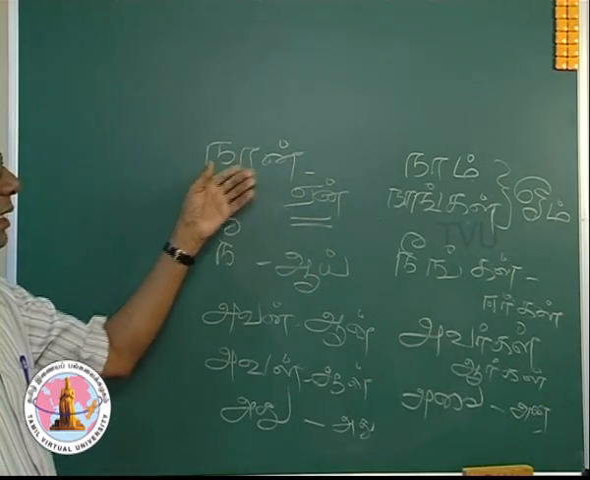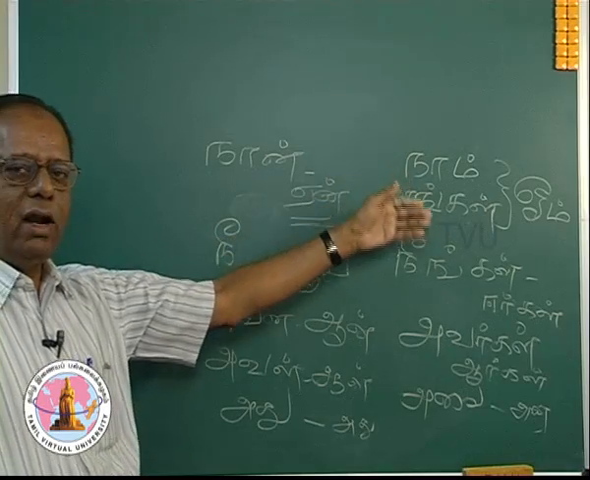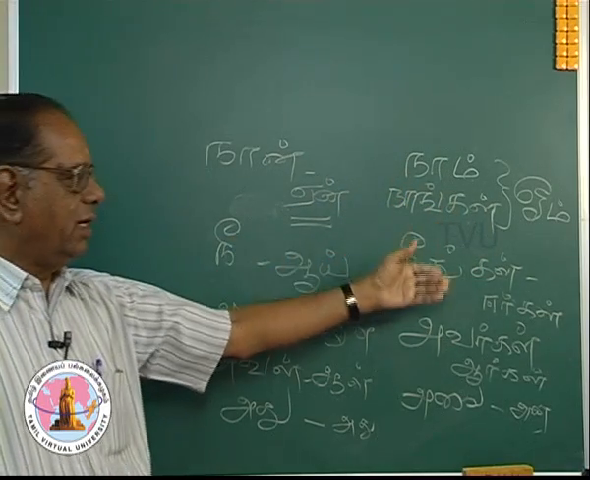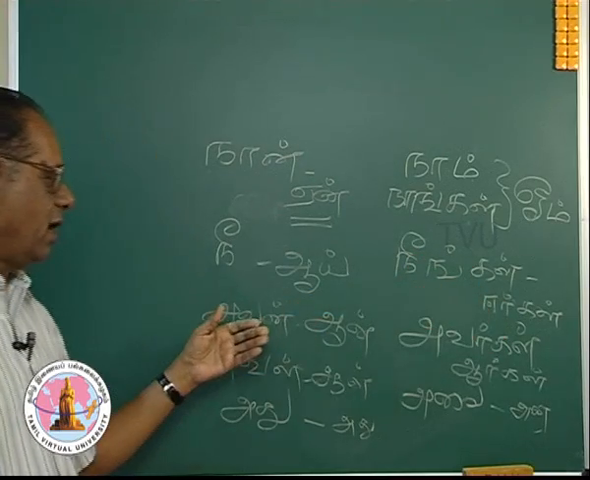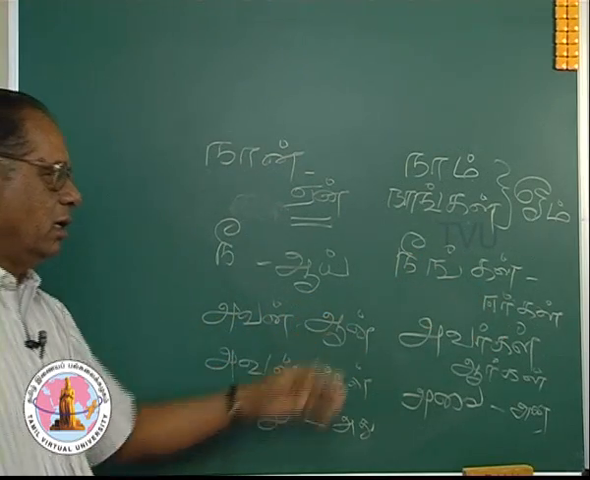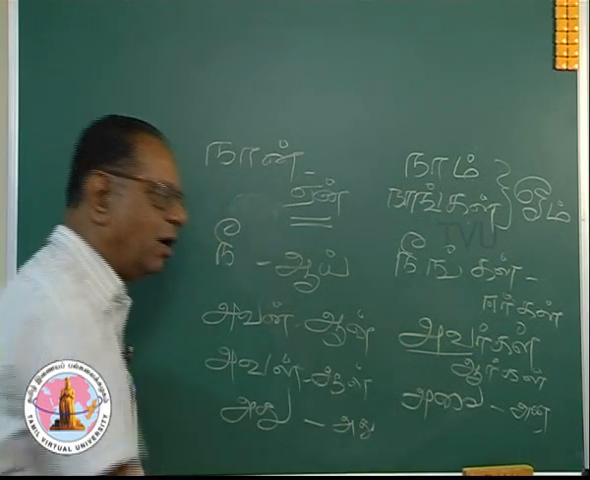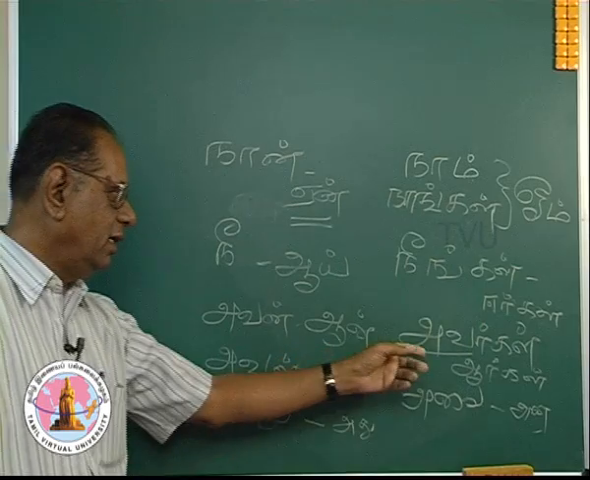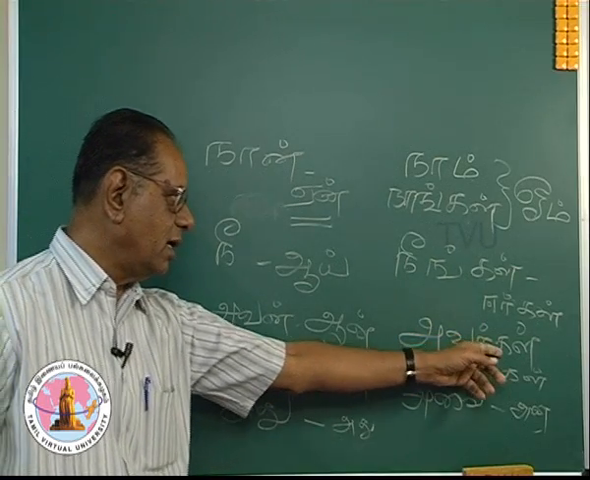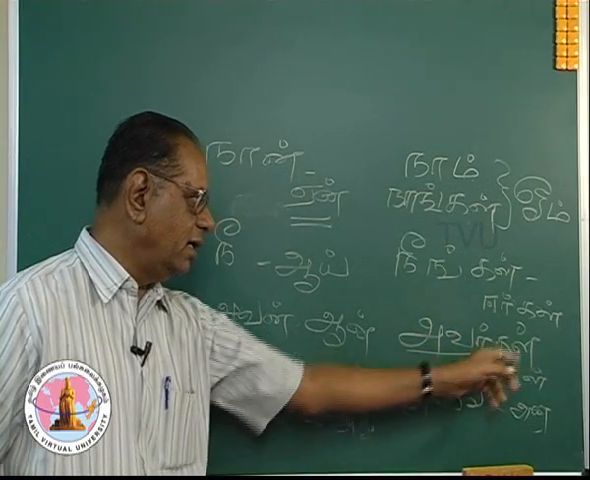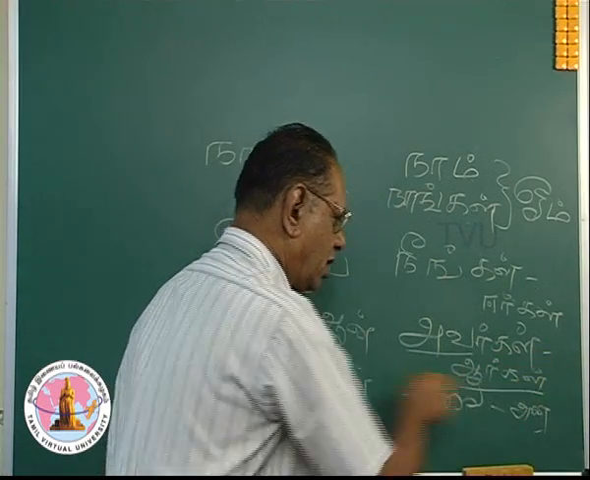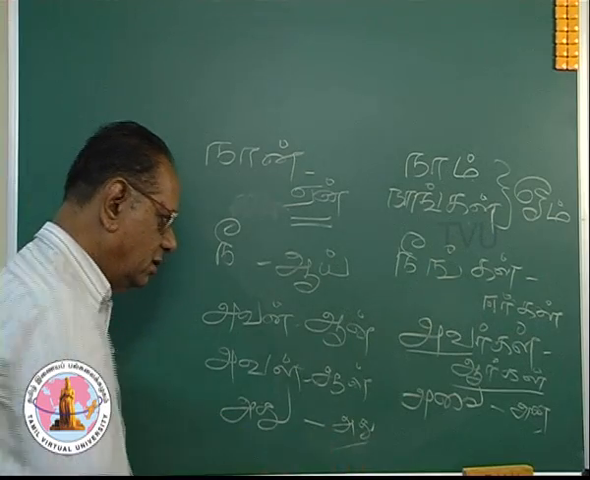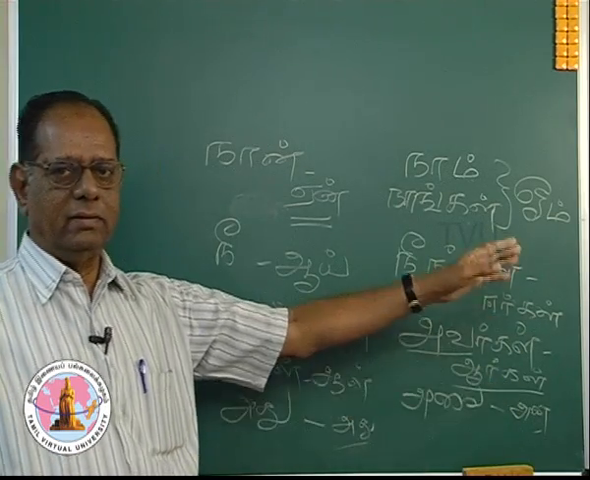For naan, it is ஏன். For naam and naangal, it is ஓம். For nee, it is ஆய். For neengal, it is ஈர்கள். For avan, it is ஆன். Do you remember this avar is a common thing for both avan and aval? So, naturally, it becomes avar, and then avargal. For that, the personal marker will be ஆர்கள். For adu, it is adu. For avai, it is அன.